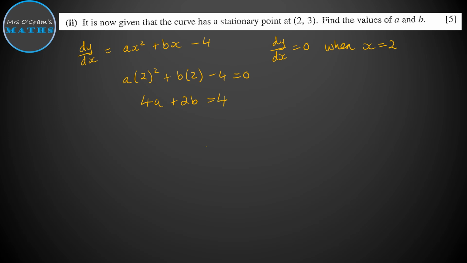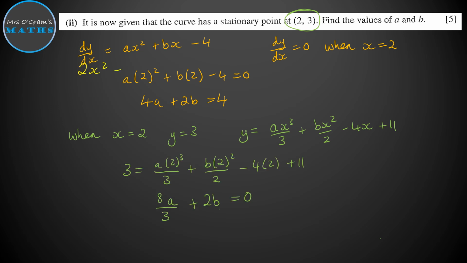Right, there's one of the equations that we'll need to do simultaneous equations, and then we need another one. So we know that when x equals 2, y equals 3, because that's also a point on the curve that we're told about up here. It's the stationary point. And we got the equation of the curve from part 1, so we'll just plug those values in. So now we've got two equations to solve simultaneously.